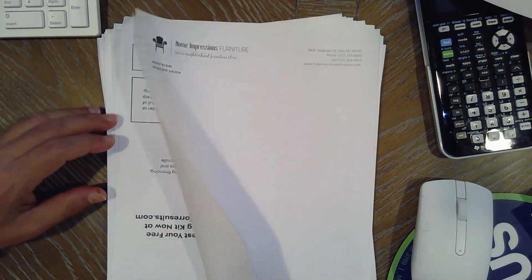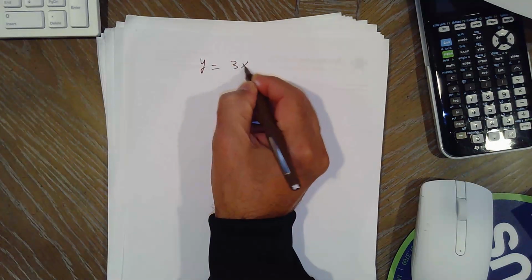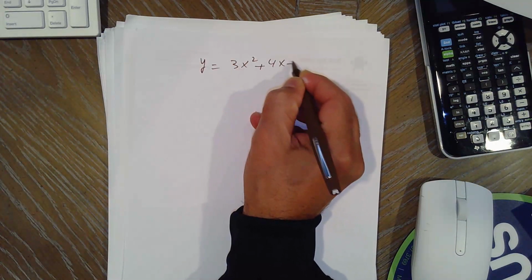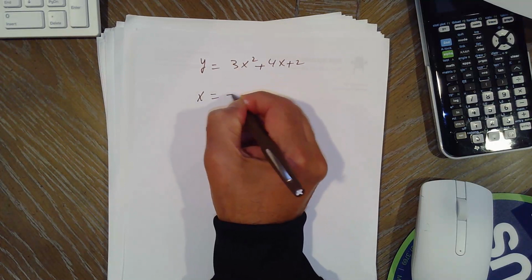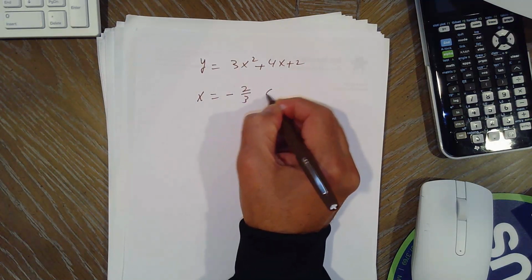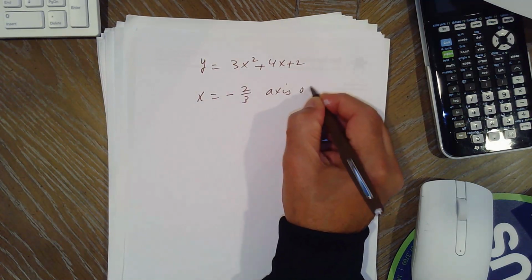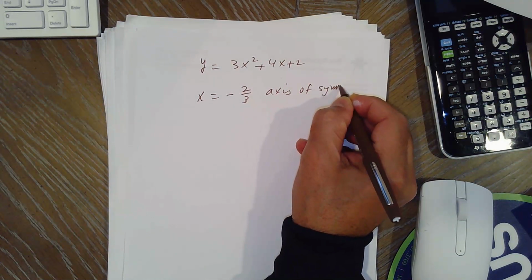I don't know what happened, but I got cut off when I was doing the example that I was doing, and I think I got to x equals negative 2/3, which is the axis of symmetry. So I'm gonna continue.